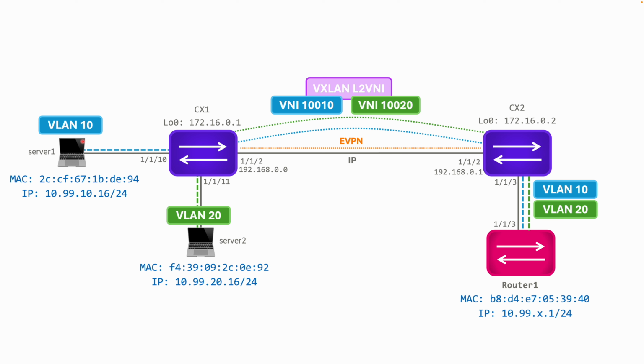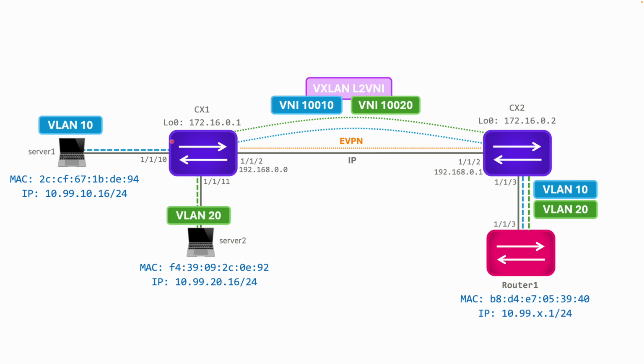So when server 1 has traffic into a different subnet, as we're doing with that ping from server 1 to server 2, server 1 will send it to the IP address of 10.99.20.16, but it will send it with the MAC address of its default gateway, which is over here on router 1. CX1 and CX2 will do their forwarding to router 1 based upon the MAC address of router 1. So we're using the reachability. CX1 has learned about router 1's MAC address via the route type 2, which is sent by CX2.